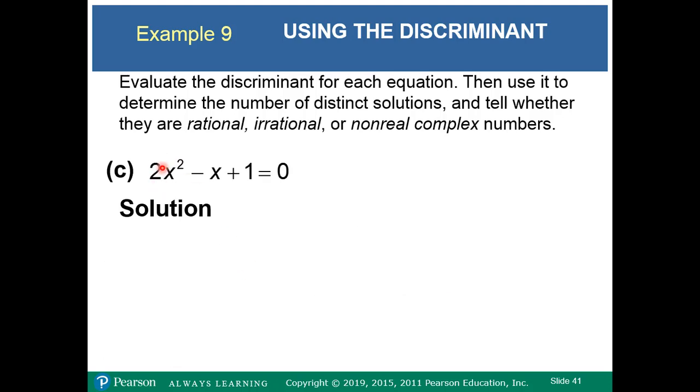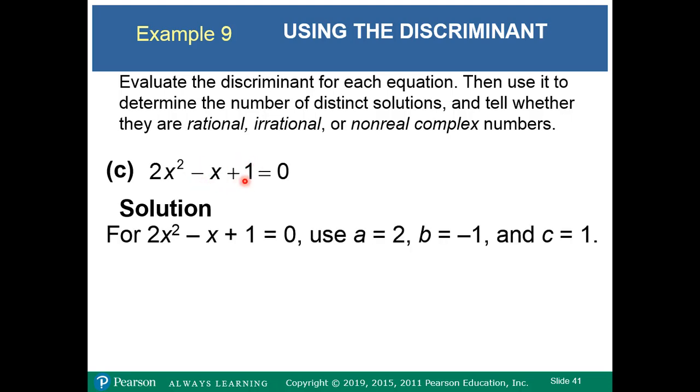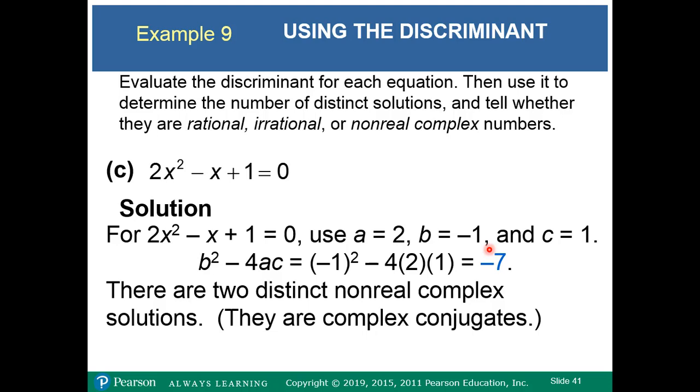So here A is 2, B is -1, and C is 1. Okay, so now we're going to evaluate the discriminant, and we get -7. Okay, -7, that means there are going to be two distinct non-real complex roots, or in other words, complex conjugates. Okay.